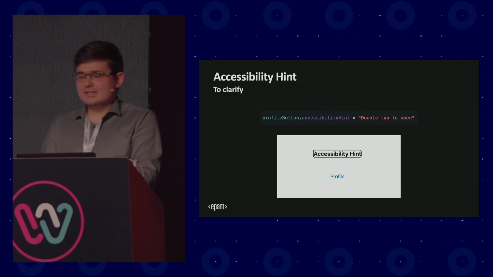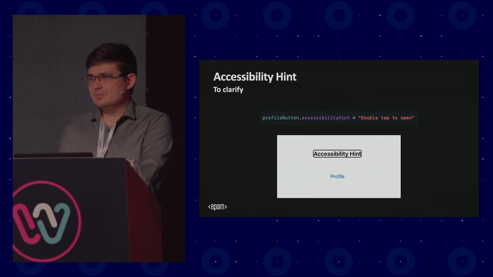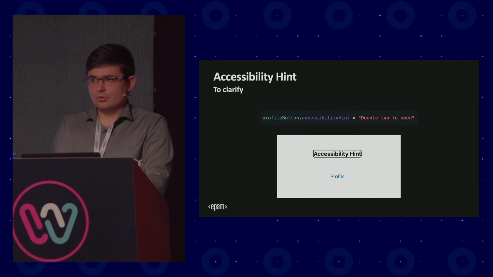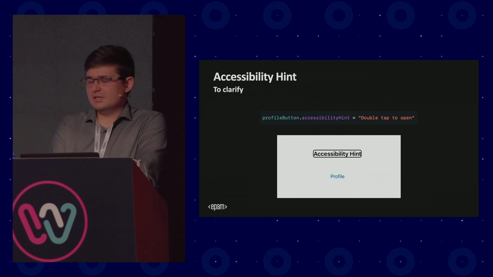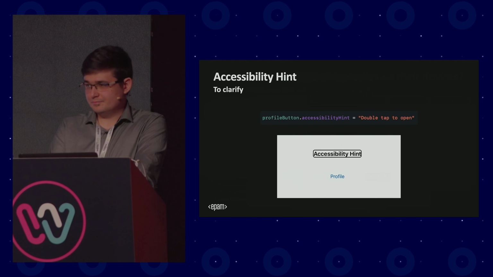Last but not least is the accessibility hint. Accessibility hint is an optional tip which VoiceOver will pronounce at the end. So for most tappable objects, it consists of the phrase "double tap to" plus an action name. So this setup is also very simple.